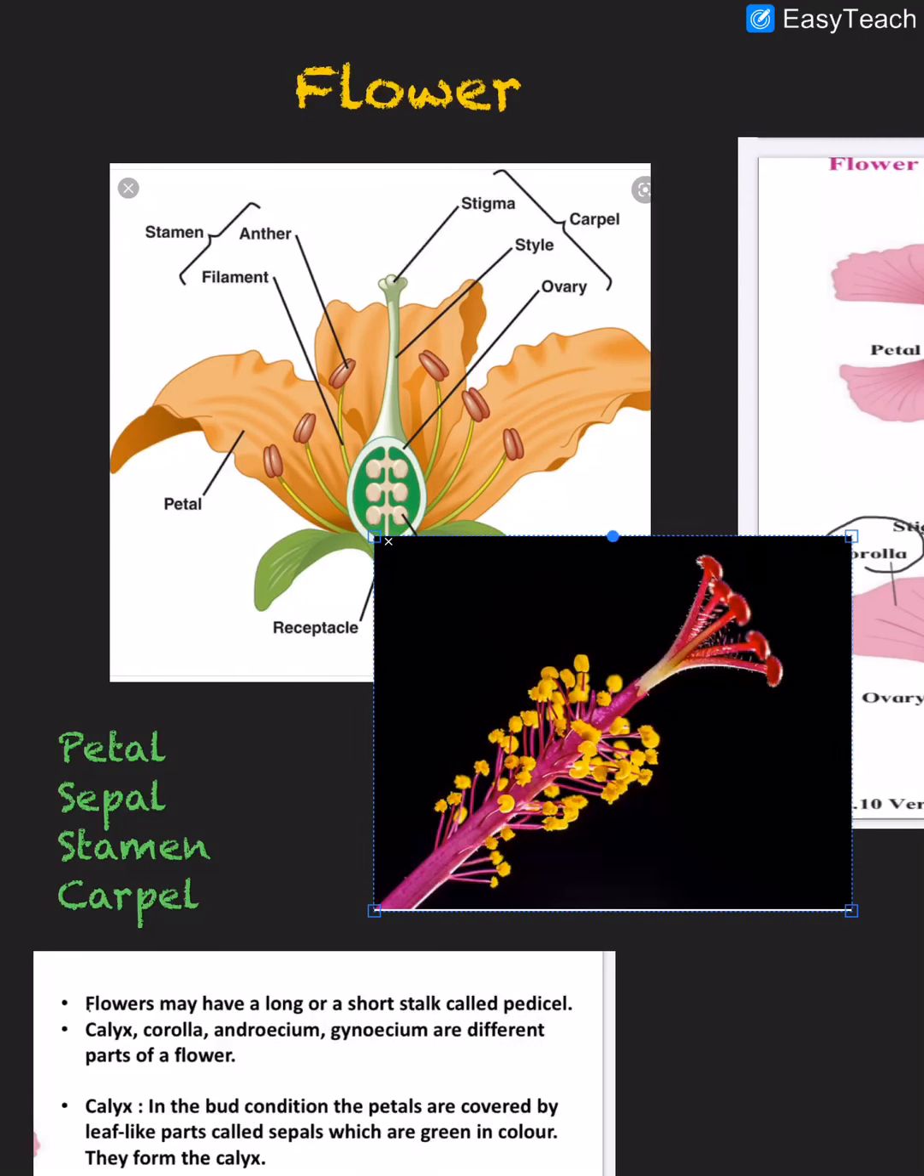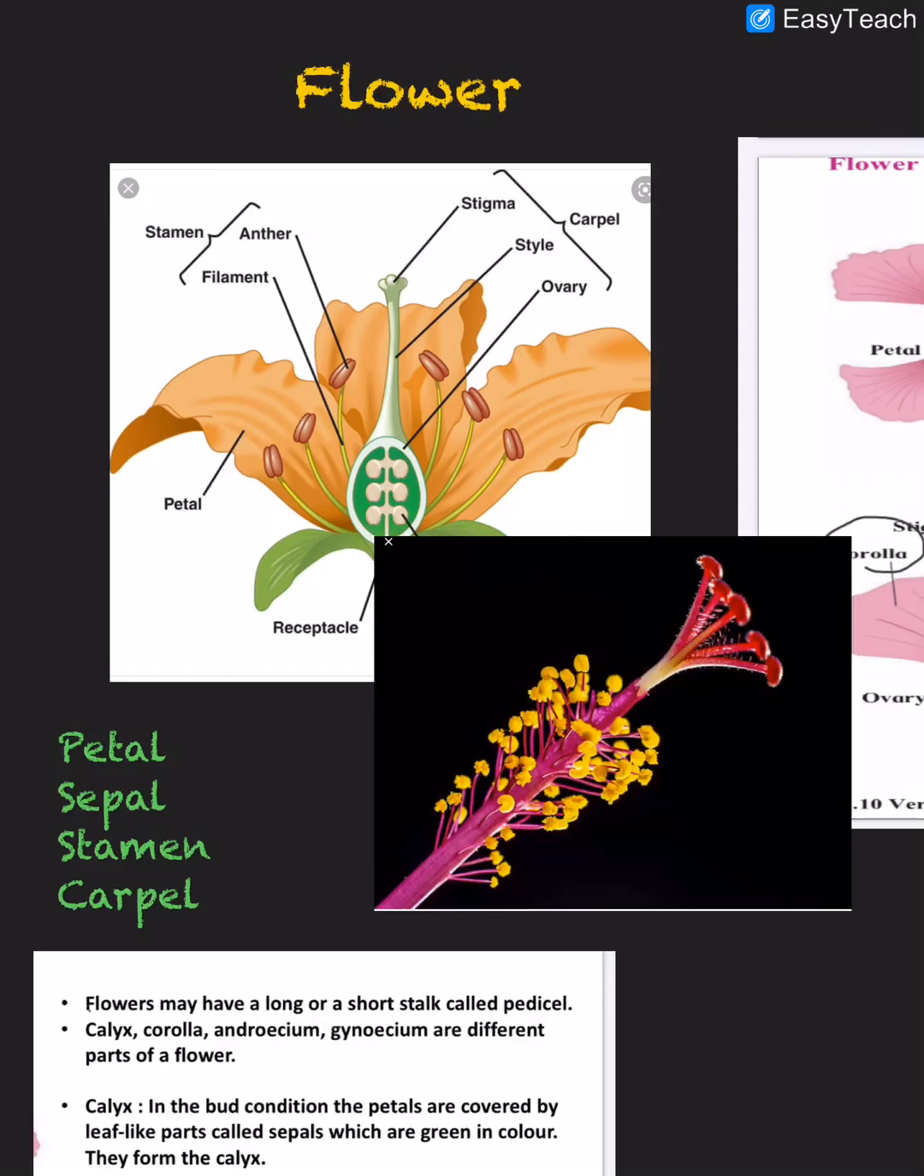Stamen, the yellow growings, you can see on this picture. This is a picture of a hibiscus flower, and the yellow growings, you can see, this is stamen. And the red part, this is the stigma of a flower. So these are the basic parts: petal, sepal, stamen and carpel.